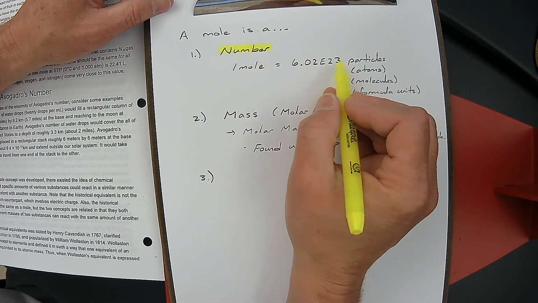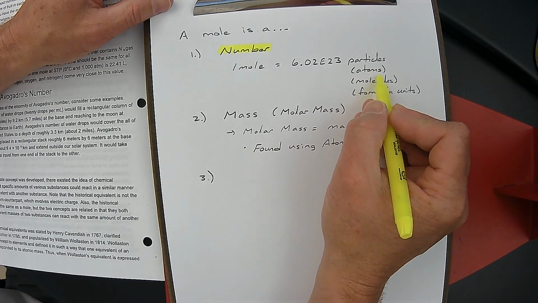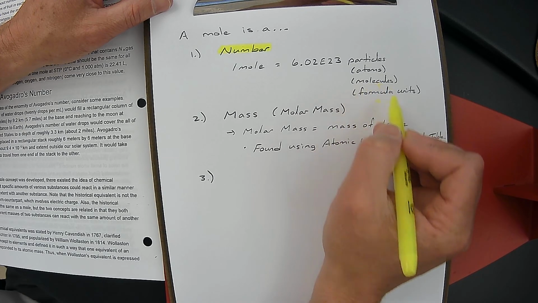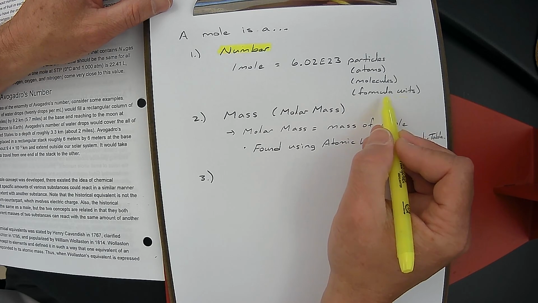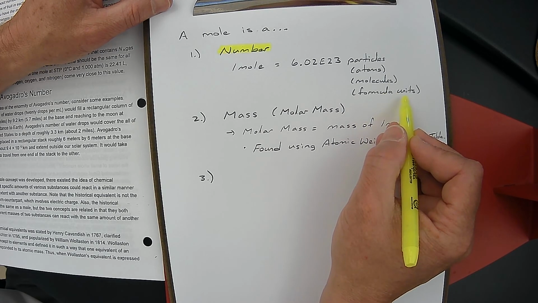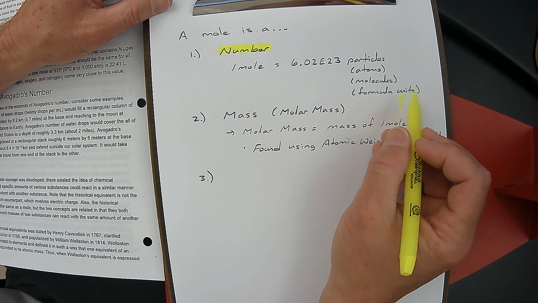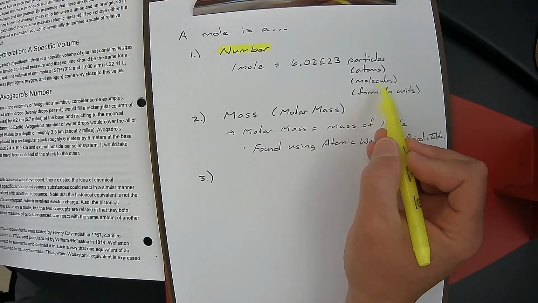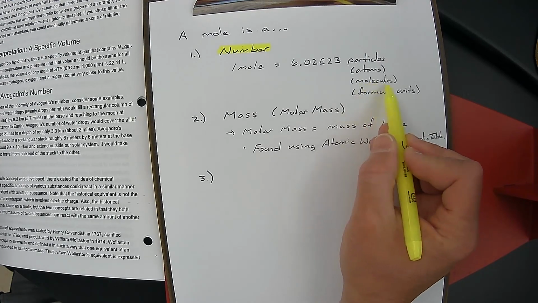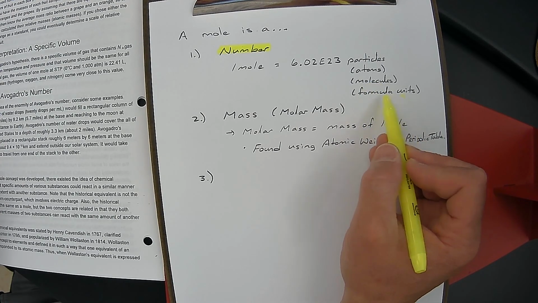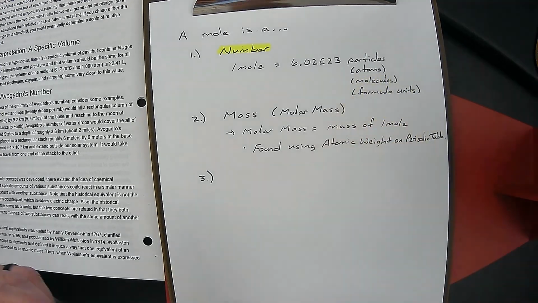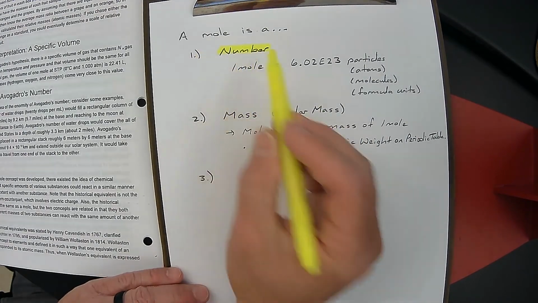Now, typically, when we're dealing with this number, we're dealing with particles, such as atoms, if they're individual atoms, molecules, if two atoms are stuck together that are both nonmetals, or formula units if two atoms are stuck together and one is a metal and the other is a nonmetal. We call them formula units. So the only difference between molecules and formula units is what kind of atoms are stuck together. If it's two nonmetals, we call them molecules. If it's a metal and a nonmetal, we call them formula units. If they're individual atoms, we just call them atoms. But a mole is simply a number.